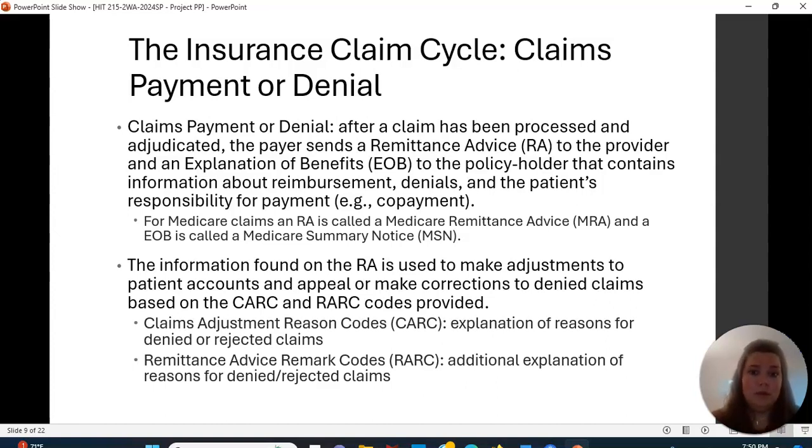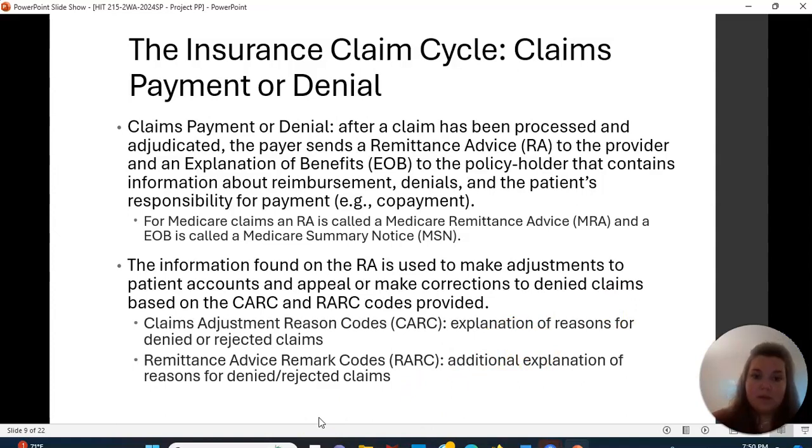So that would include a co-payment. For Medicare claims, the remittance advice is actually called the Medicare remittance advice, and the explanation of benefits is called a Medicare summary notice.